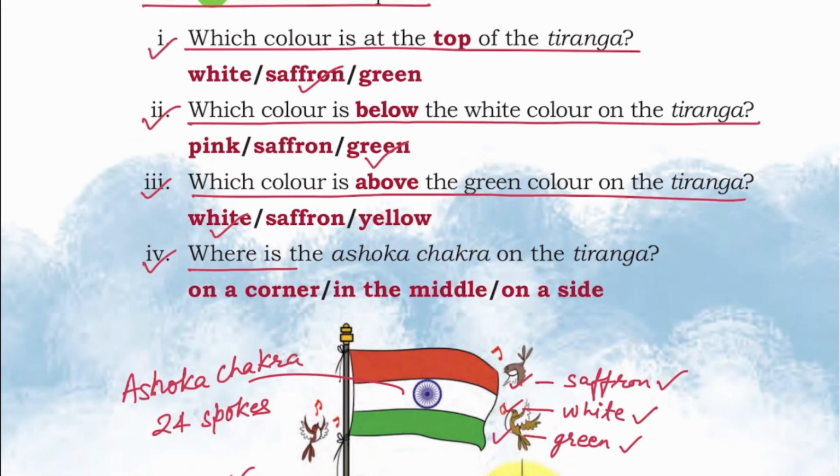4. Where is the Ashok Chakra on the Tiranga? You can see Ashok Chakra is in the middle.